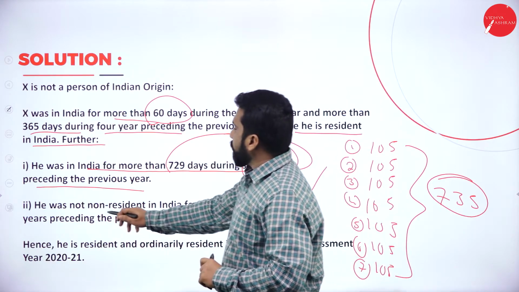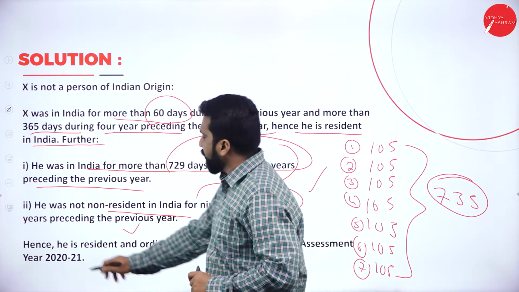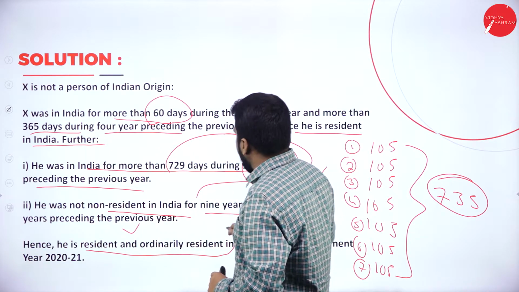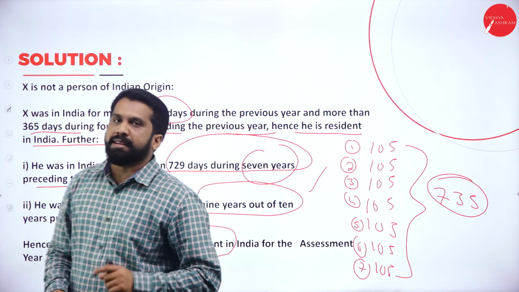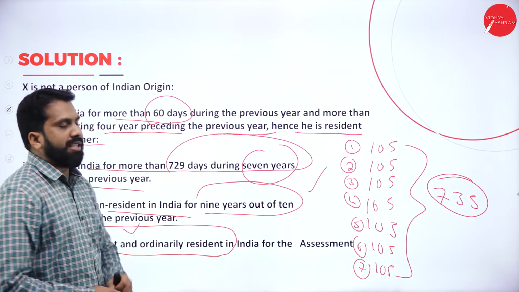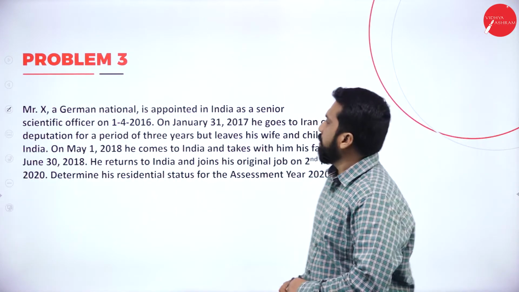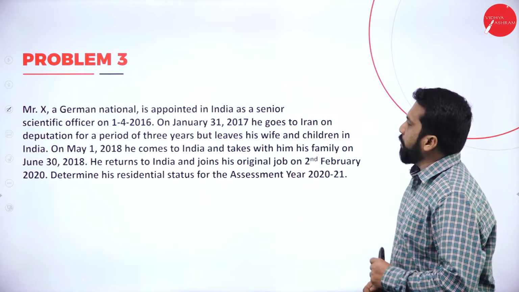Now, he was not a non-resident in India for 9 years out of 10. This is a common condition. Hence, he is a resident and ordinarily resident. This thing you have to remember. Hope you understood this problem. We'll go for the next one. Your next one is very simple.